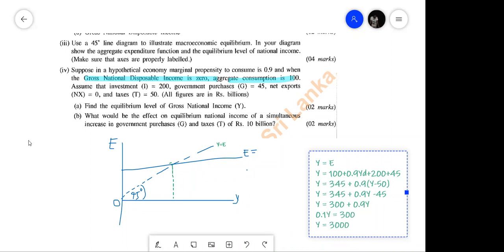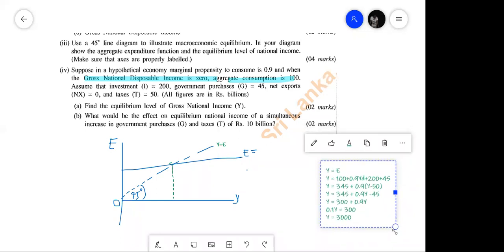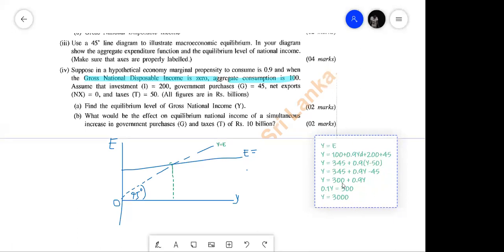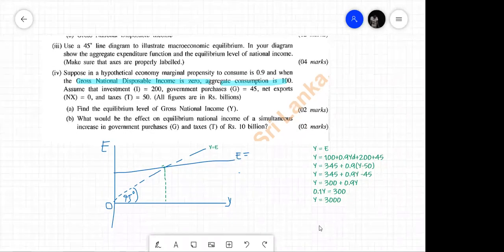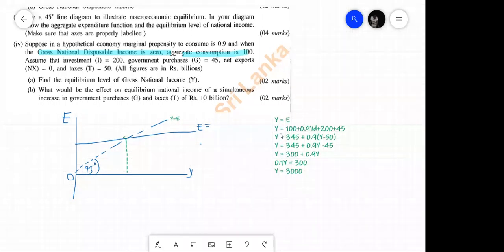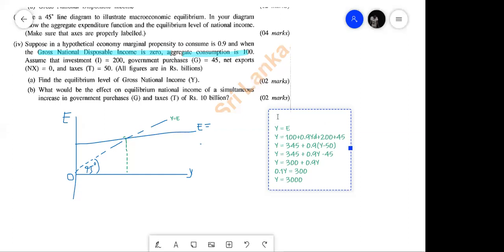Okay, and then what would be the effect on equilibrium level of national income of a simultaneous increase in government purchase and taxes by 10 billion? What happens if government purchase and taxes both increase by 10? What happens to national income? What are they testing me, guys? This is the balanced budget multiplier, right? So you're increasing government spending by 10, you're increasing taxes also by 10.